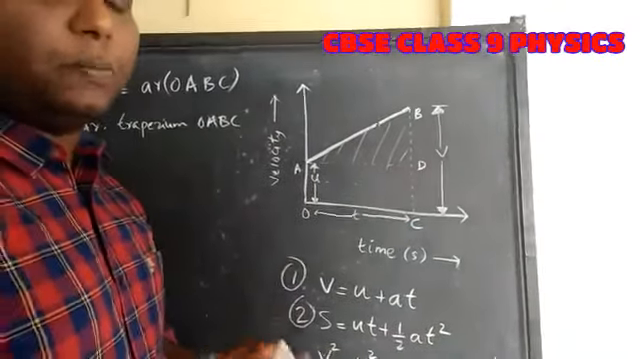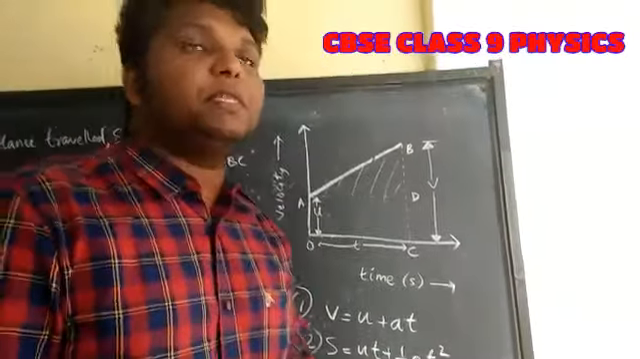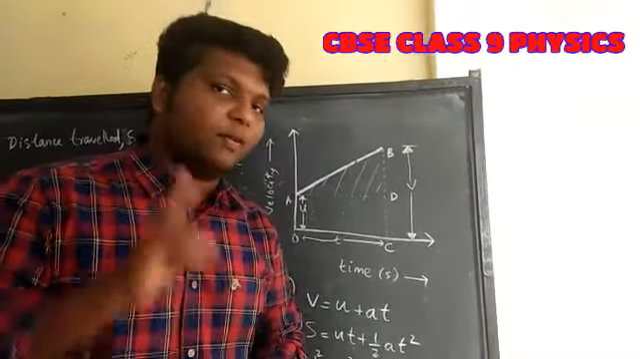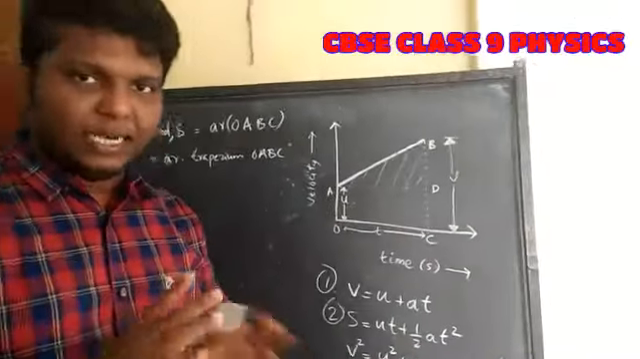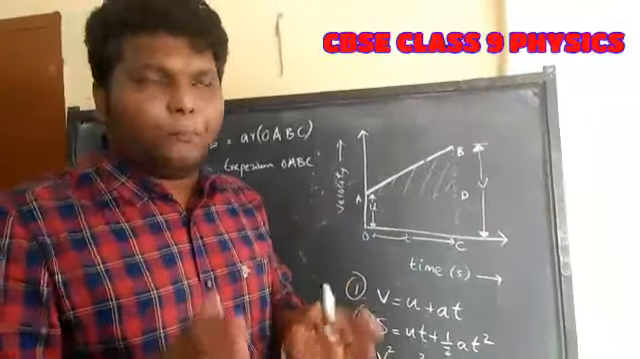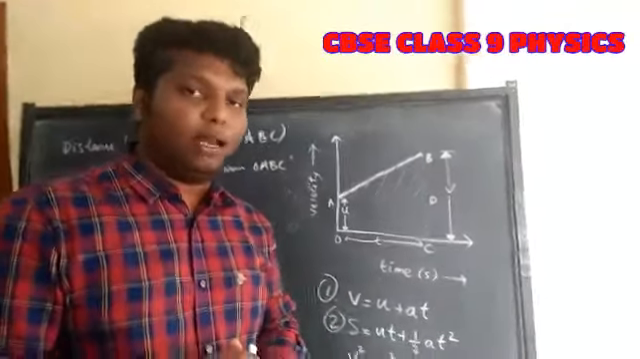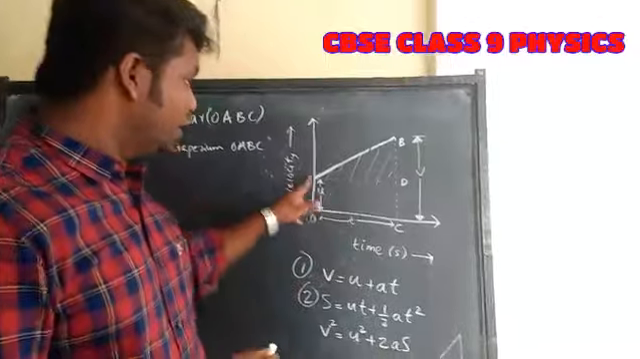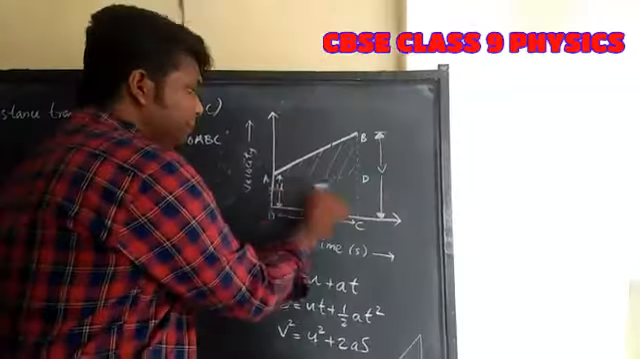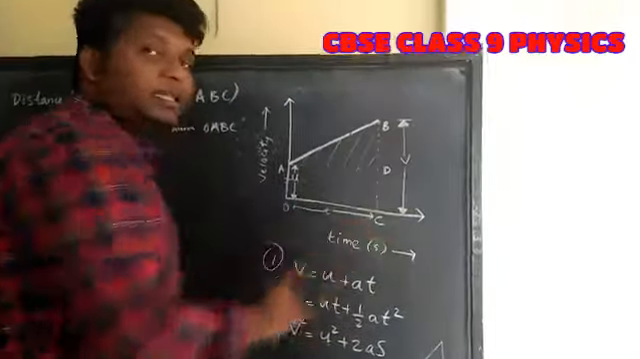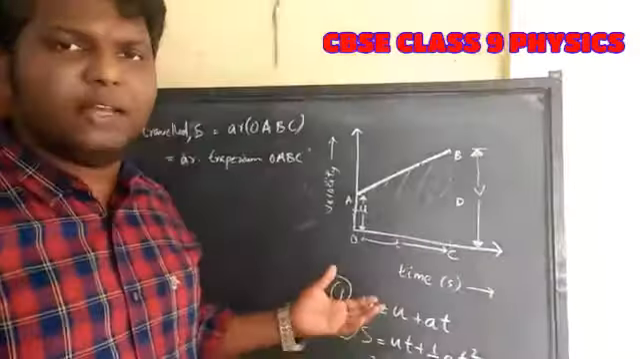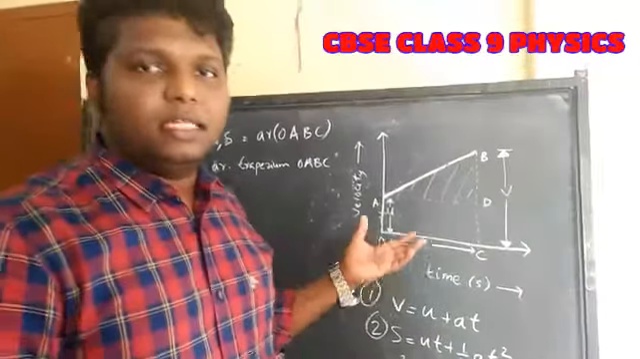How does it come to be a trapezium? What is a trapezium? A trapezium is a quadrilateral which has one pair of opposite sides that are parallel. If one pair of opposite sides are parallel, that type of quadrilateral is what we call a trapezium. So here you can see this OA and this BC are parallel to each other. So normally here we can say that this is a trapezium.